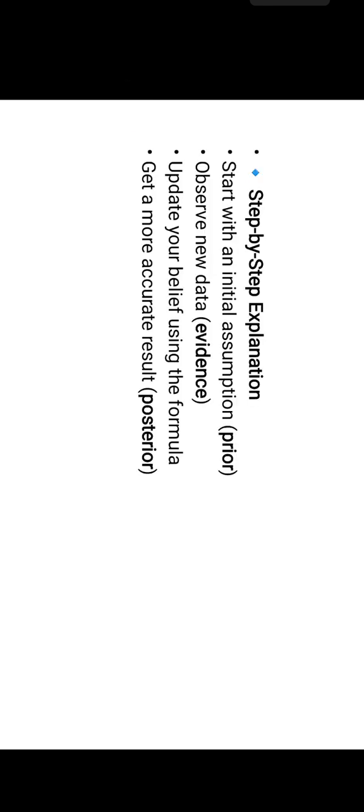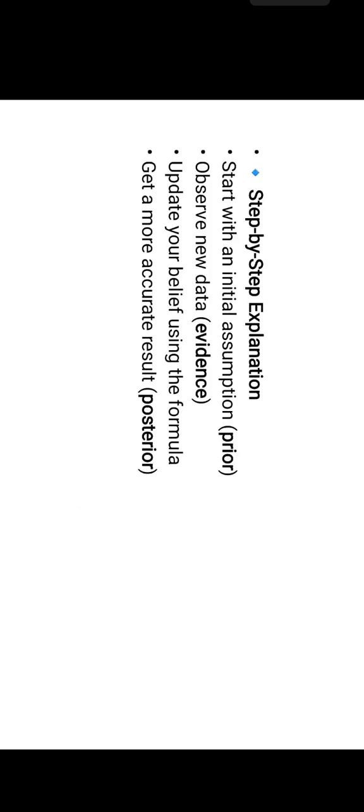of the Bayes theorem formula. So what is the step-by-step explanation? Let's start with an initial assumption, that is prior. Observe new data, that is evidence. Update your belief using the formula and get a more accurate result, that is posterior. So we can say what is prior, that is P of A, that is, start with an initial assumption, start with P of A.